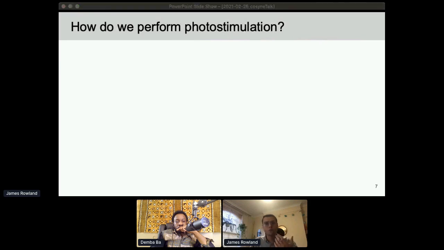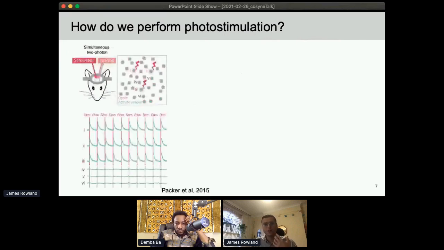So how do we actually perform our photostimulation? So to do this, we employ two-photon photostimulation, which enables us to photostimulate groups of individual visually identified neurons without activating neighboring cells. So this is shown here in this cartoon depiction of the experiment, where the goal is to target these three neurons here, and only these three, but while recording the activity of the entire population.